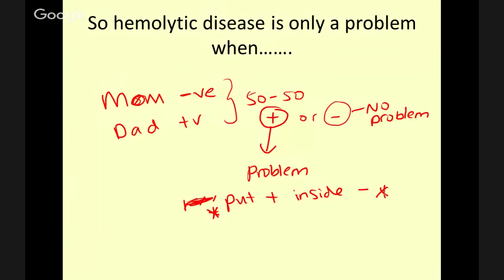All right, so you're putting your positive inside your negative, and that is a problem, because this is one of the rules of blood typing. You cannot put positives inside negatives. And remember, the first baby is always fine. So it's good to be the first baby, but babies 2, 3, 4, and so on, they're going to have problems if you don't get the correct treatment, the RhoGAM. Okay. All right. So that's hemolytic disease of newborn.